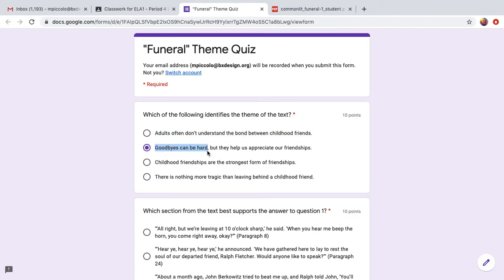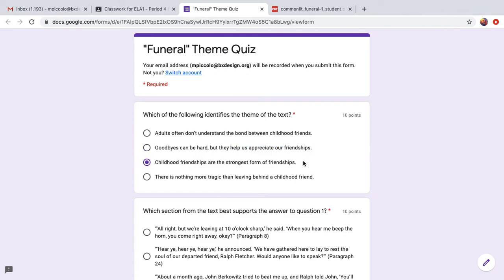He starts to cry a little bit when he starts thinking about leaving his friends behind, just like you would at a real funeral, right? It's emotional. But they help us appreciate our friendships, right? So he talks about how he remembers the place and he's able to move on bravely. So far I'm really liking this one. Goodbyes can be hard, but they help us appreciate our friendships. That's one that I'm really liking so far.